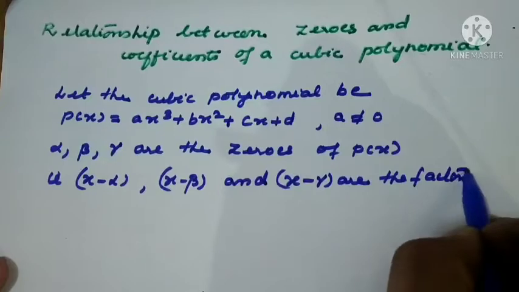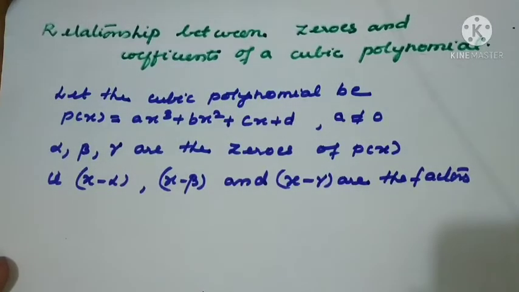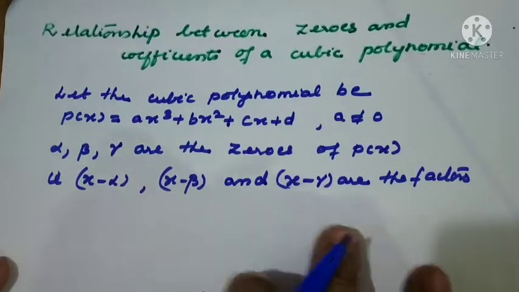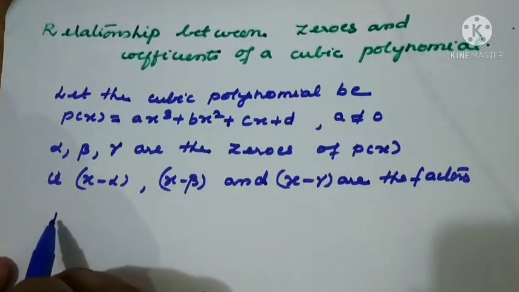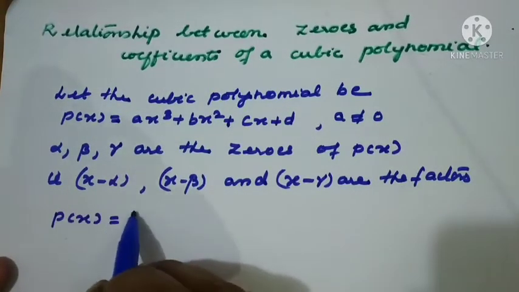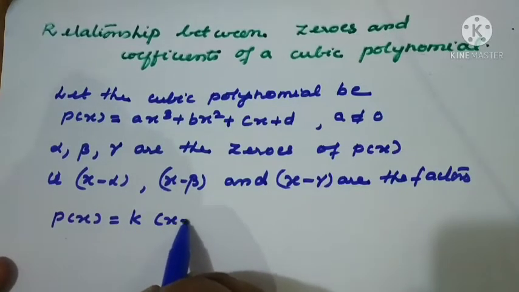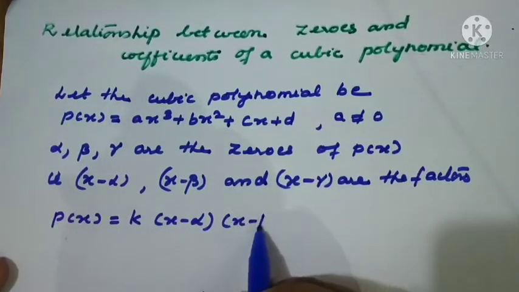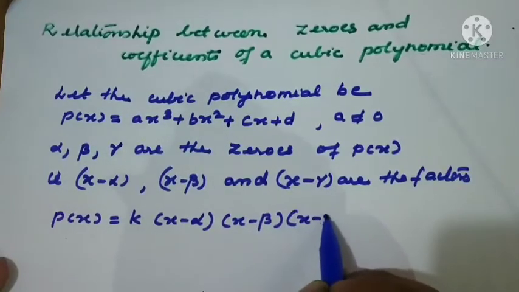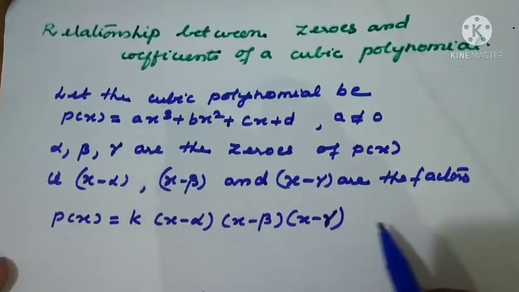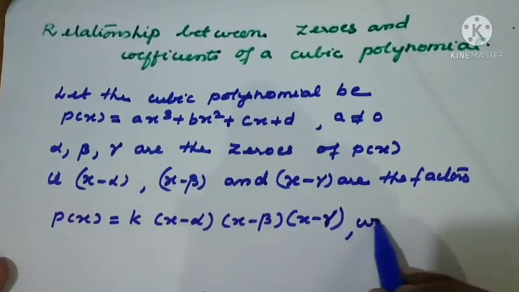So once you understood the question of quadratic polynomials relationship, then we can go for cubic polynomial, right? So we have got a cubic polynomial and its factors. So what can we write? Therefore, p of x equal to k into x minus alpha, x minus beta, x minus gamma, where k is a constant. Gamma and r you should not confuse, write it like this only.